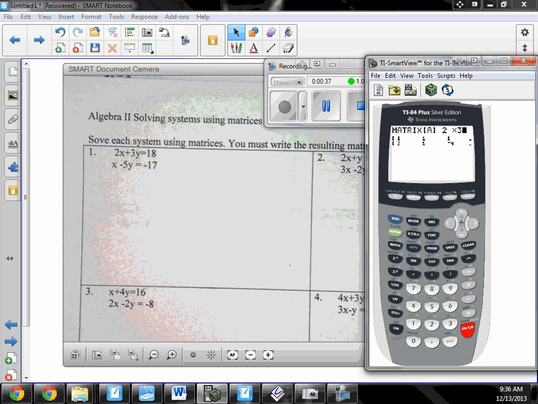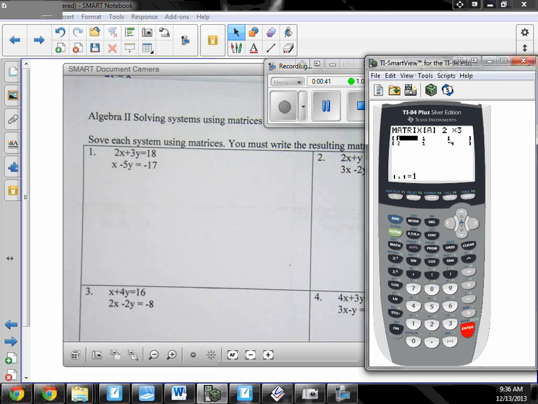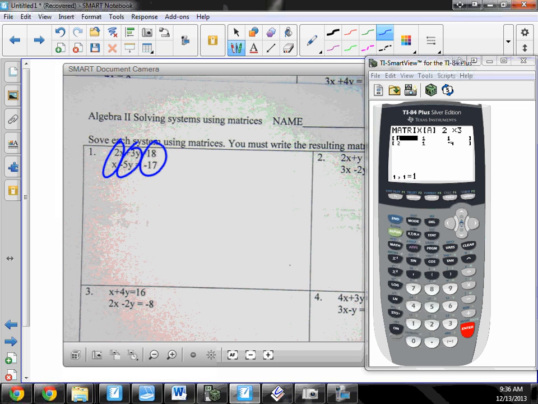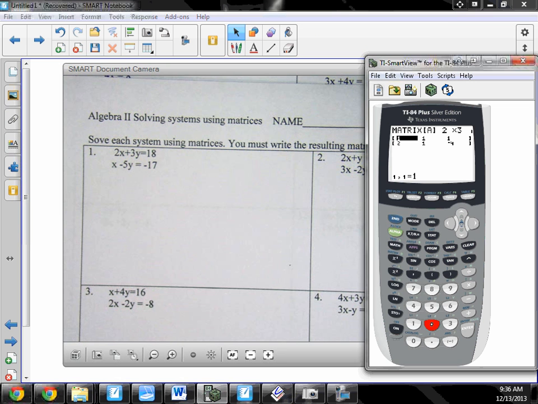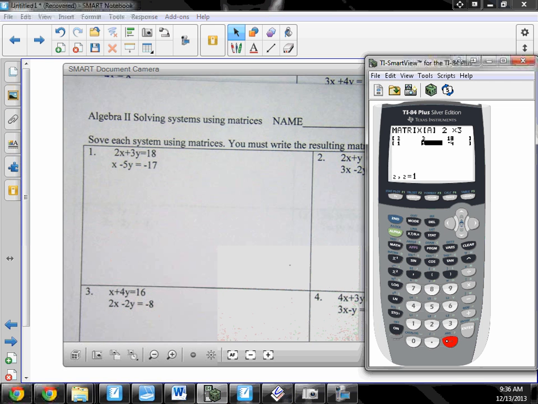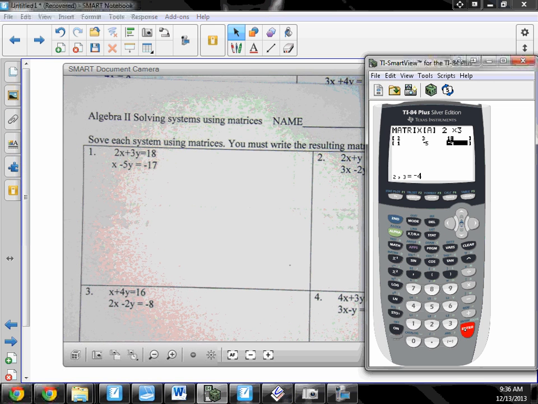And this only works if the x's are lined up and the y's are lined up and the answers are lined up. So you can see here that there are 3 perfect columns. In order to use your matrix, they have to be set up this way. Okay? So I'm going to enter the coefficients, 2, 3, and 18. 1, -5, and -17. Okay?